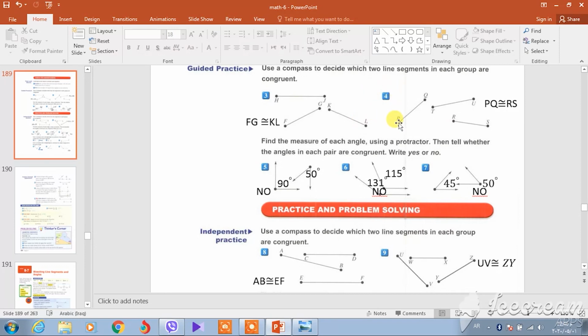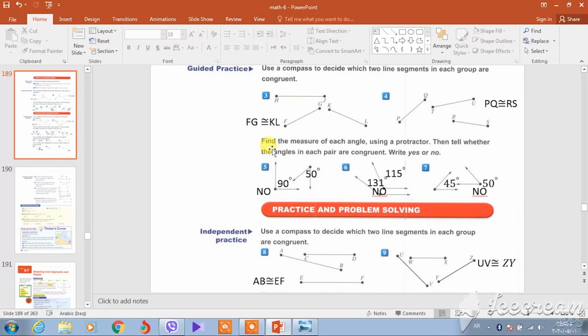In practice 4 we have line segments PQ and TU and RS, which ones are congruent? If you look, you can use a ruler or compass. Line segments PQ and RS are congruent.